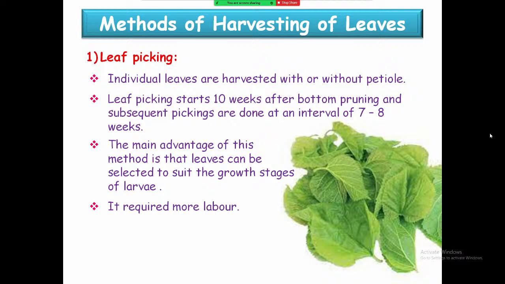Okay, laborious method. So it is quite expensive because it requires labor.